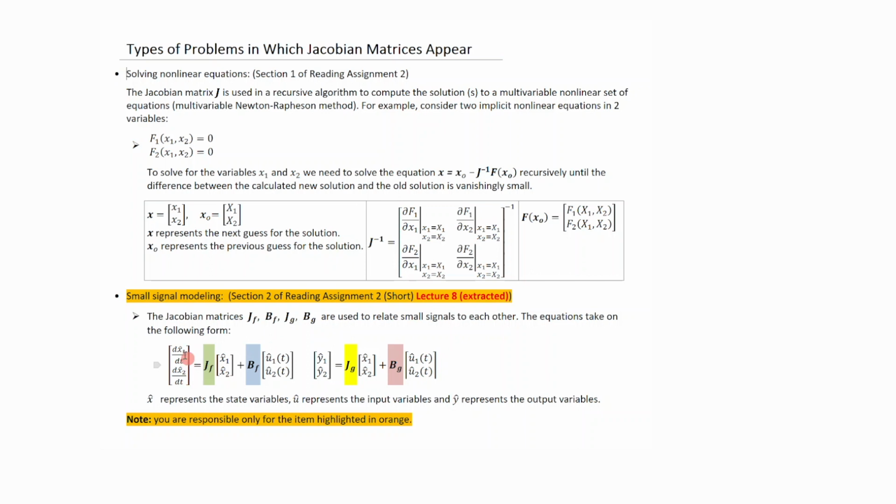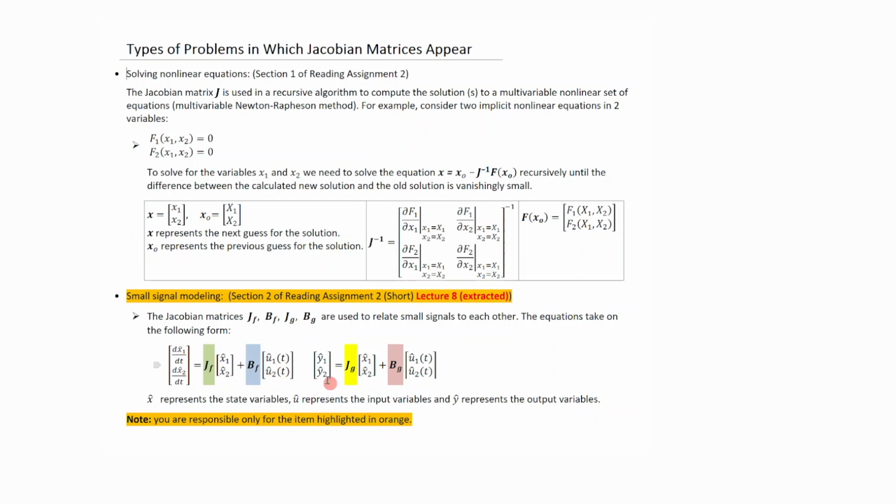The fact that it has a hat means that it's a small signal, and that we can relate these derivatives to the signals themselves, again small signals, plus the input signals, u1 hat and u2 hat, again small signals. And so there's going to be a matrix multiplying the small variables x1, x2, and a matrix multiplying the input signals u1 and u2. And these are Jacobian matrices.